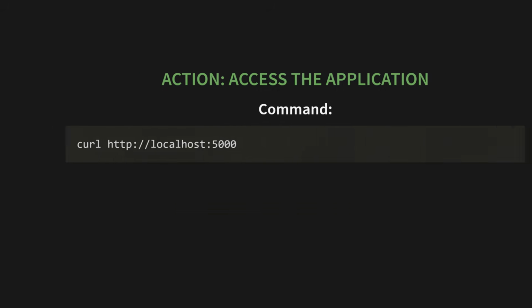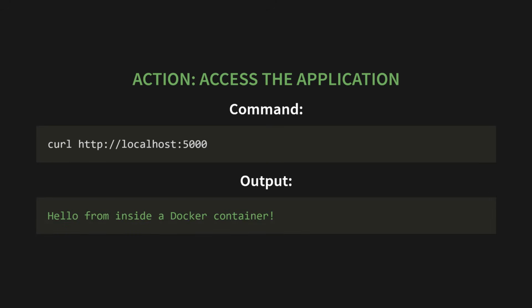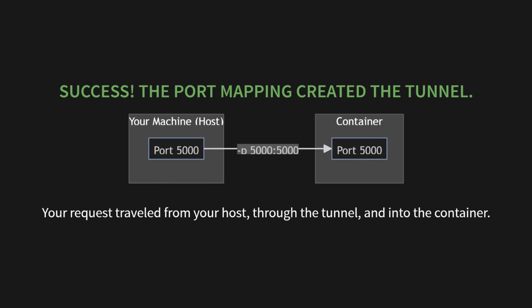Now, let's access the application. In your other terminal, type curl http://localhost:5000. The output: hello from inside a Docker container. Success! The port mapping created the tunnel. As you can see in this new diagram, your request traveled from your host through the tunnel we made with -p and right into the container. It worked! Okay, so now that our container is running in the background, let's talk about your new control panel.